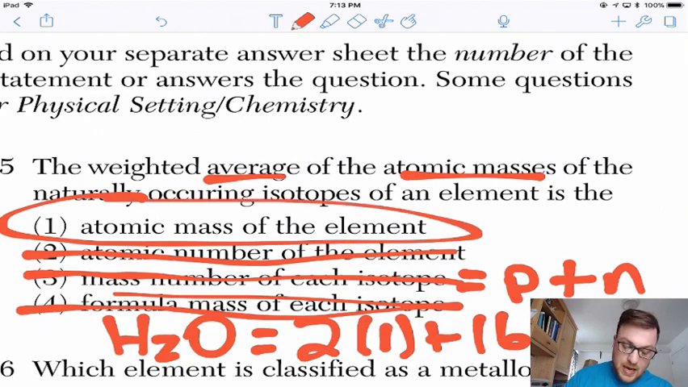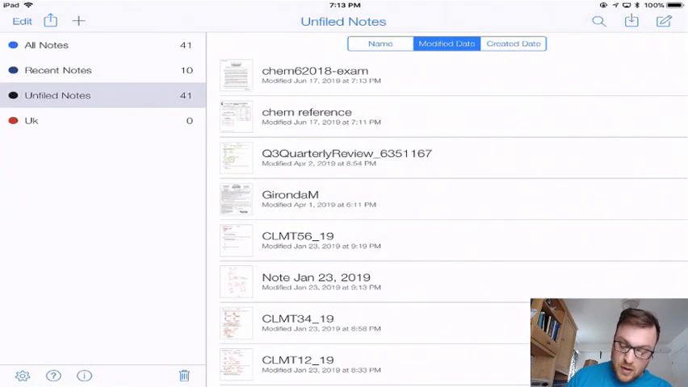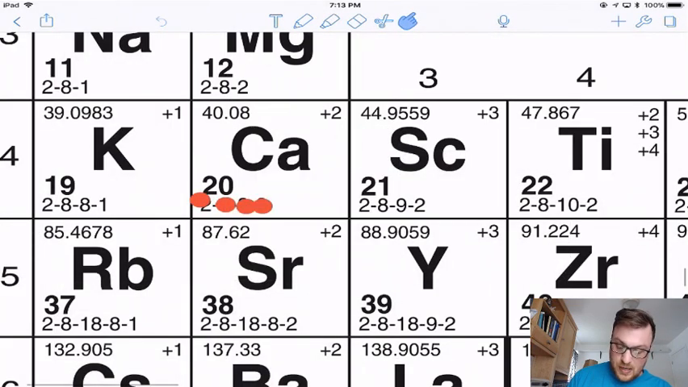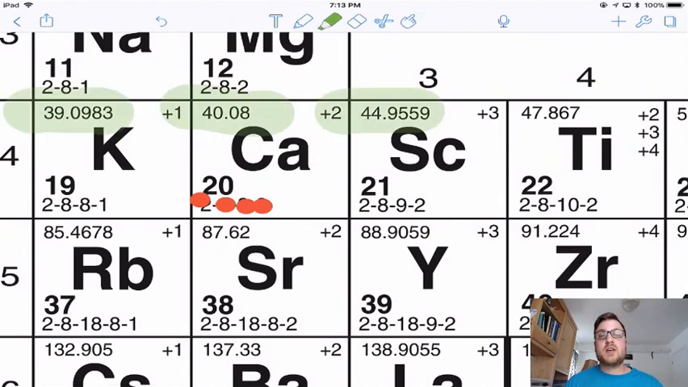Therefore, this is the atomic mass of the element, which is what you see on the reference table. This is why their masses are all decimals. It's because they are the weighted averages of all the naturally occurring isotopes for that element.